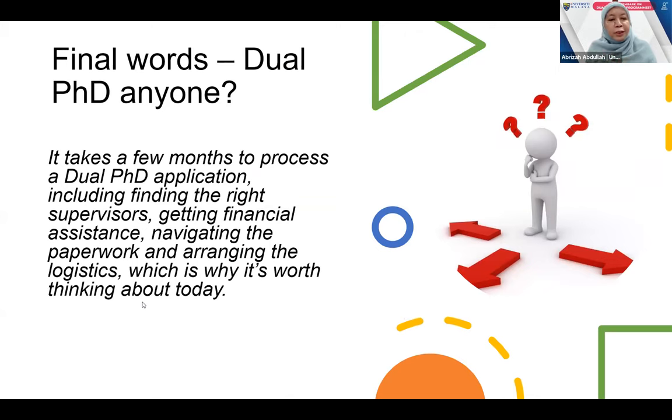Because it takes a few months to process a dual PhD application, perhaps now is the time, if supervisors are very interested to do dual, and you have a candidate, for example, especially a candidate who already has a scholarship. Supervisors can be more proactive: get the right partner, get the right supervisors, get financial assistance, navigate the paperwork, learn what is needed, and arrange the logistics. So it can be done today.